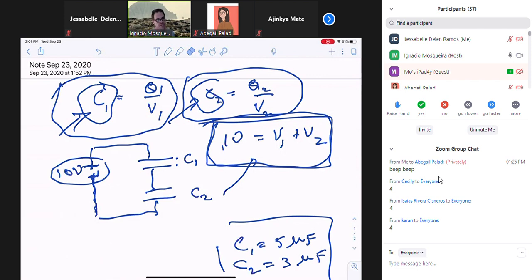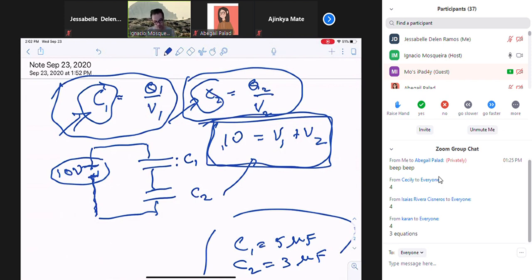How many equations do we have? These are just values for those variables. But how many equations do we have to solve? We have 3 equations, right? 1, 2, 3. I mean, it's pretty simple.